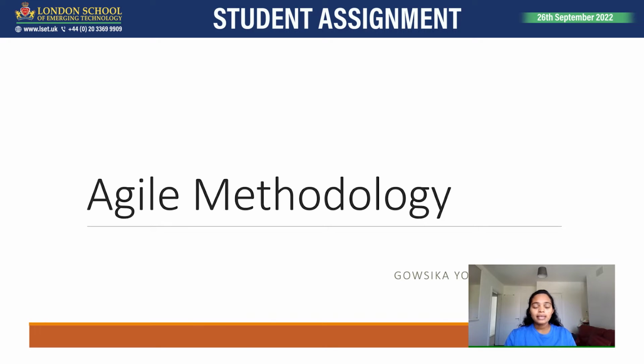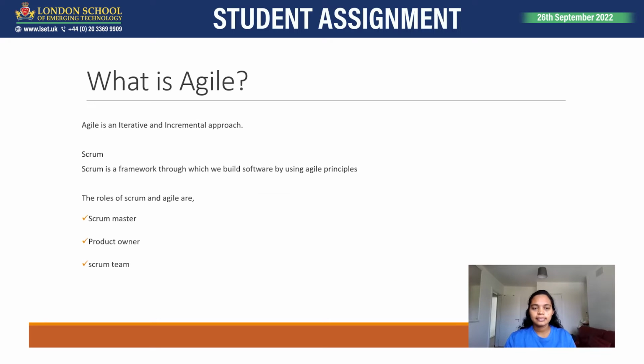Today I'm doing my software automation testing course at London School of Emerging Technologies. Today we are going to discuss Agile methodology. What is Agile? Agile is an iterative and incremental approach. Here, iterative means we are doing the same things again and again, which is called an iterative approach. And an incremental approach means that if there are any changes in the requirement, Agile allows us to add or implement the requirement at any stage of the development.